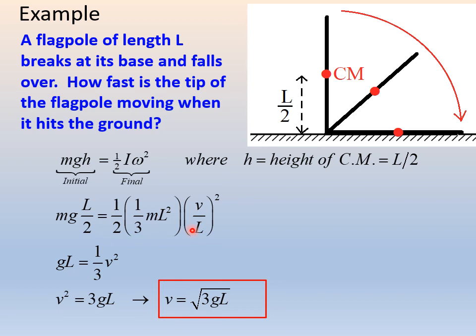What else do we have here? We have M in both terms. Those cancel out. Also, this 2 down here cancels with this 2 here. We can cross out the 1/2. So we end up with GL equals 1/3 V squared. So V squared is equal to 3GL. And taking the square root, here's our final answer. It's actually a very simple expression. The speed of the tip of this flagpole is equal to the square root of 3GL, where L is the length of the flagpole.